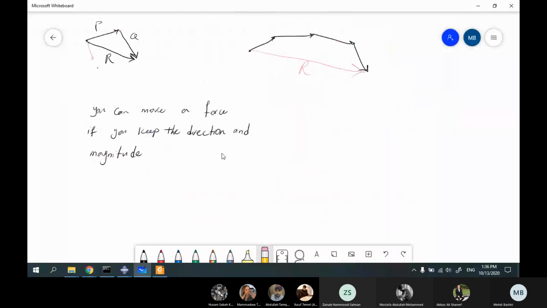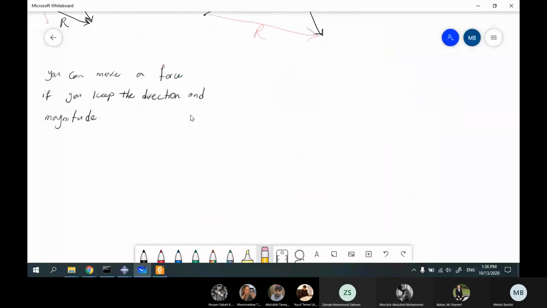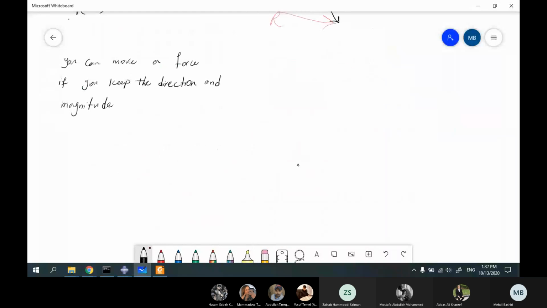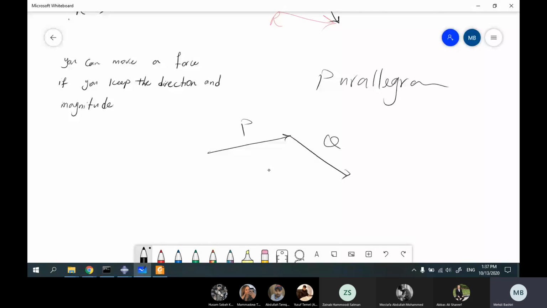So, as I said, we can move the forces. For example, we have the opposite case. This is P and this is Q. If I ask you to use the parallelogram method, what would you do? You should move the force from P to Q. Yes, we have to do this. So we can use the parallelogram.